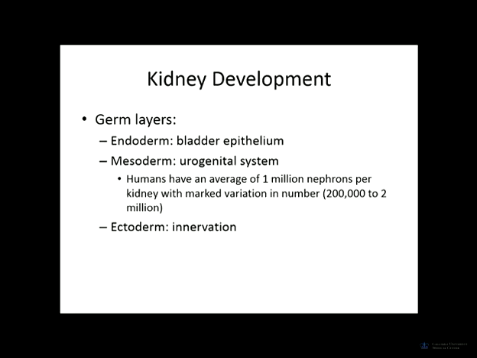When kidney development starts, already there are 3 embryonic germ layers. There's the endoderm, mesoderm, and ectoderm. And what the kidney derives from each of these: from the endoderm, the bladder epithelium. The mesoderm really makes up most of the urogenital system. It makes up the kidney, ureters, and bladder. And the ectoderm provides the innervation.